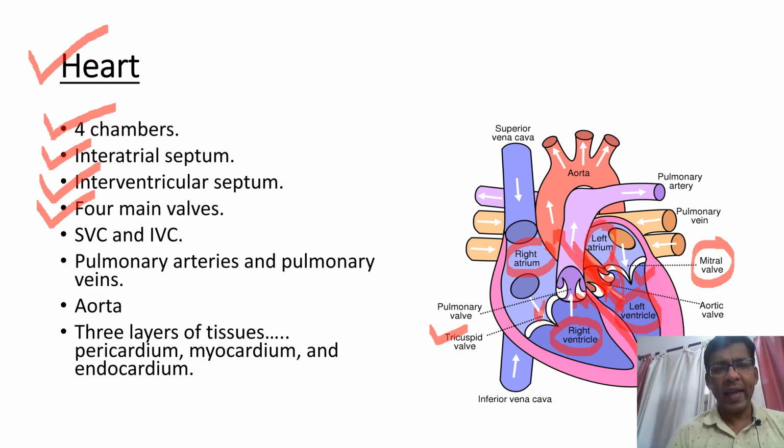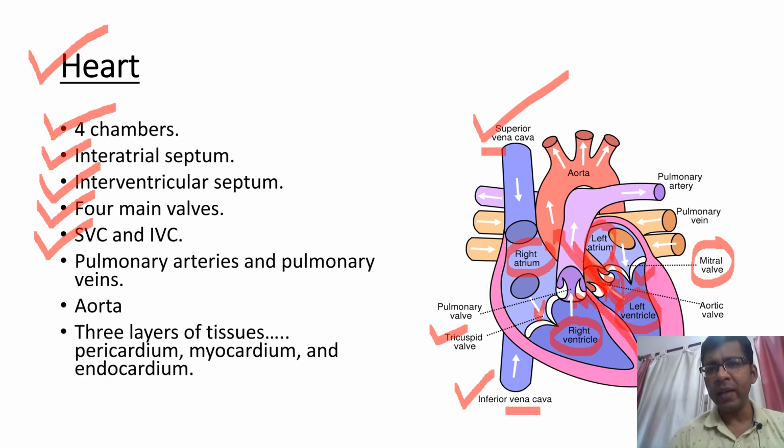Now SVC and IVC, the full forms are superior vena cava and inferior vena cava. As the name suggests, vena cava, so they are veins and they are bringing blood. Superior vena cava brings carbon dioxide, that is deoxygenated blood, from the upper part of the body, head, neck. This blood is coming to the heart via the superior vena cava.